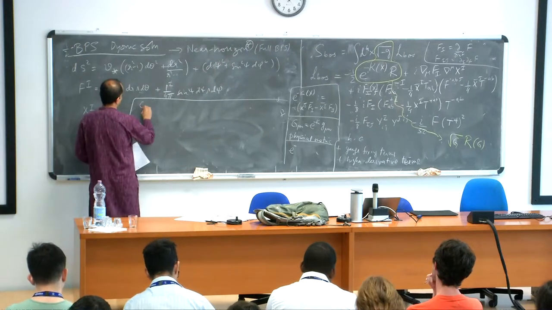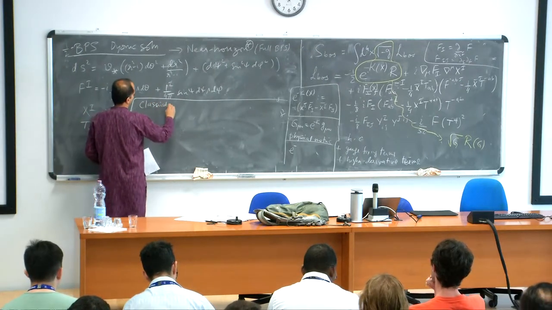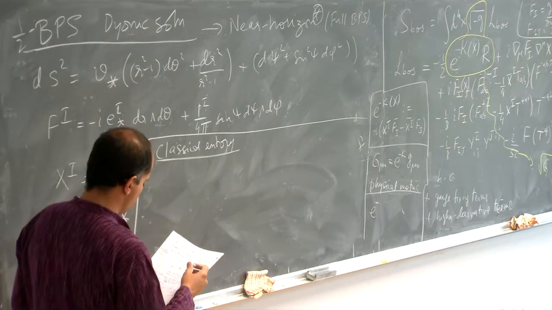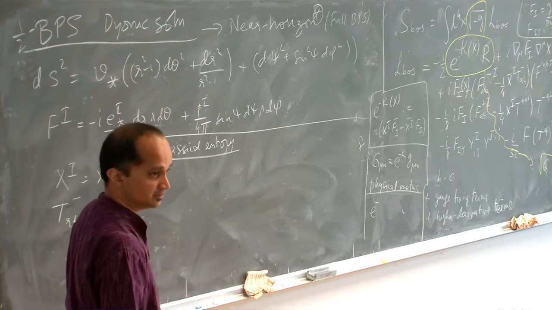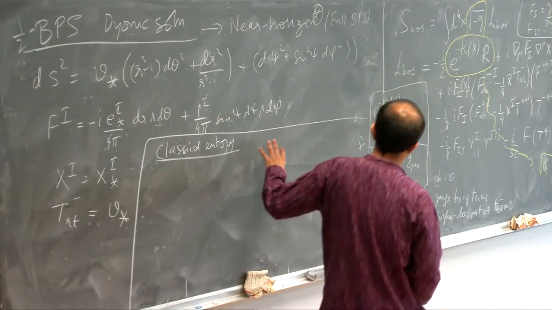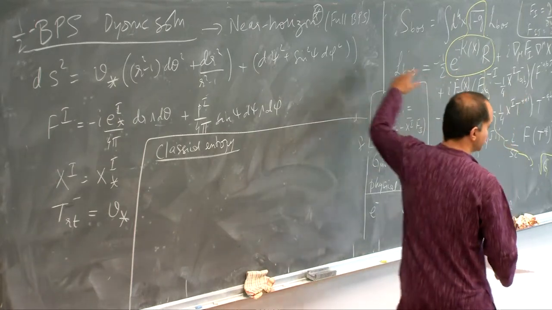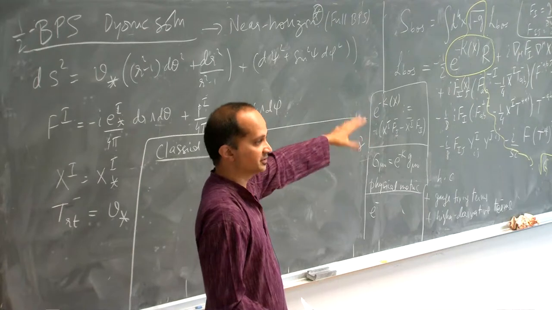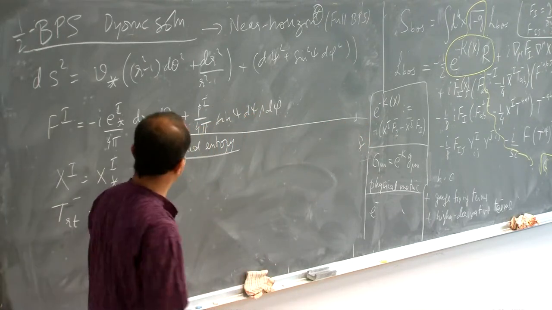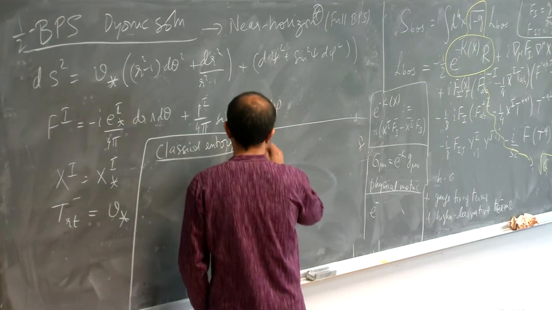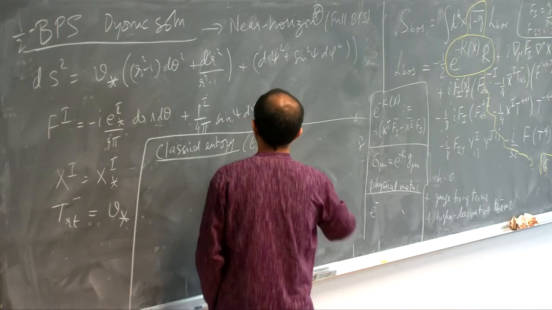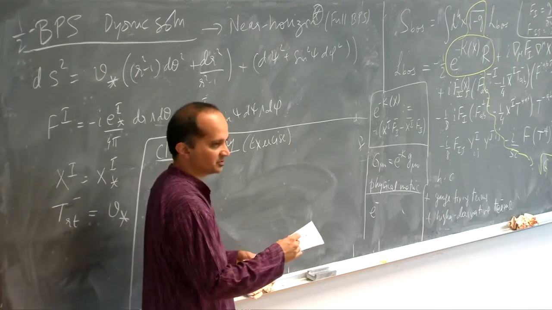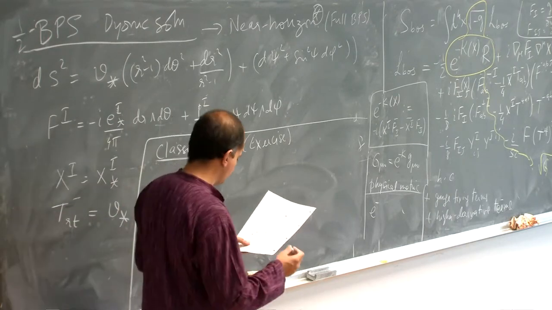Now we can ask, what is this classical entropy? The classical entropy, you can just get using this extremization procedure that I described yesterday. Here is the action. Here's the near horizon solution. All these are constants. Just plug it in, do a Legendre transform, minimize it. So this is an exercise for all the students. Slightly involved, but still eminently doable. You'll spend 20 minutes, half an hour.